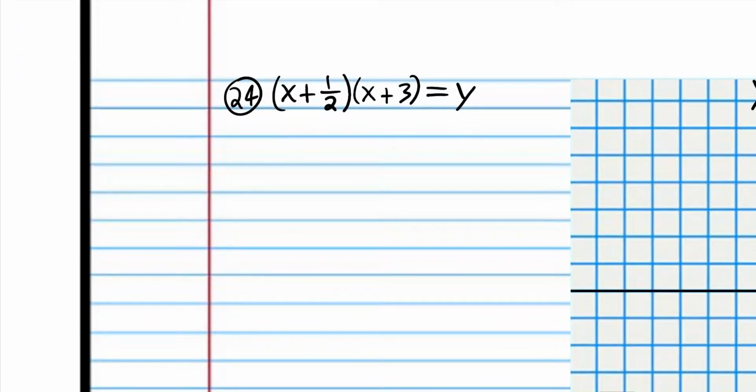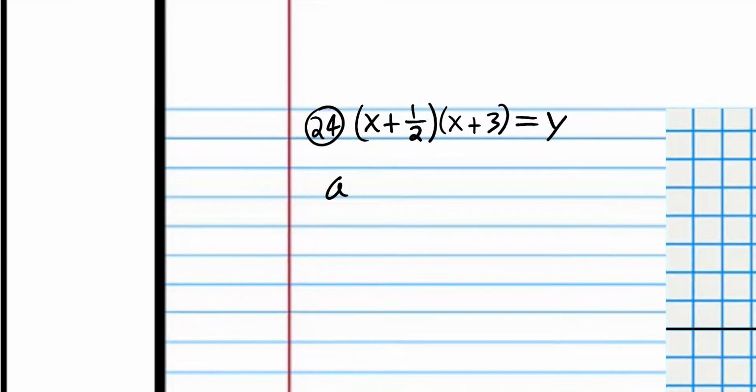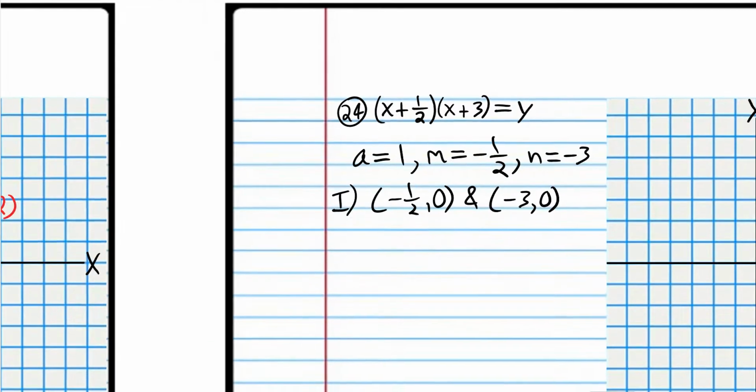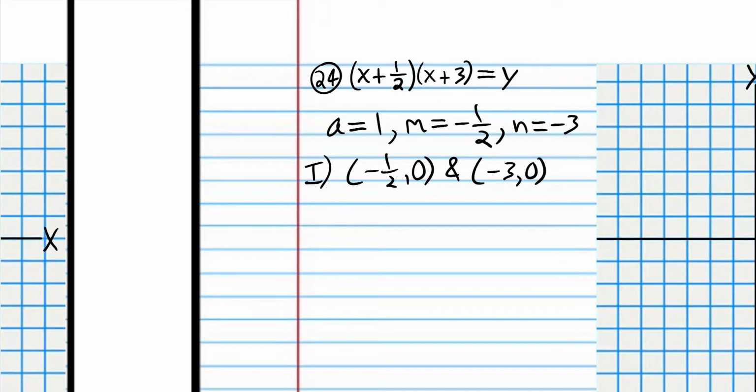Now we have a fraction in intercept form, but the fraction is actually going to be one of the constants, one of the intercepts actually. So a equals 1 and m equals negative 1/2. Remember, you change the signs in intercept form. And so step 1, we can actually find the intercepts. We have negative 1/2, 0, and we have negative 3, 0. So we found the x-intercepts.